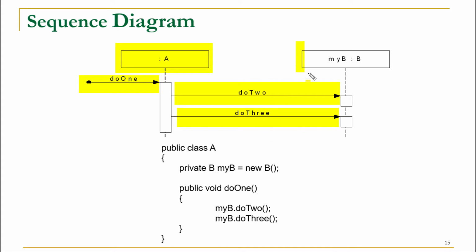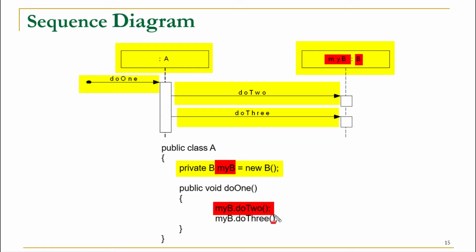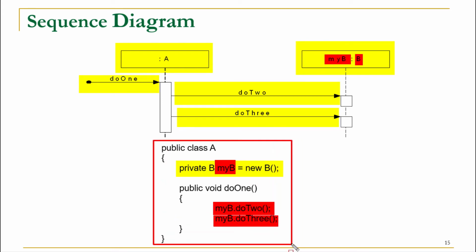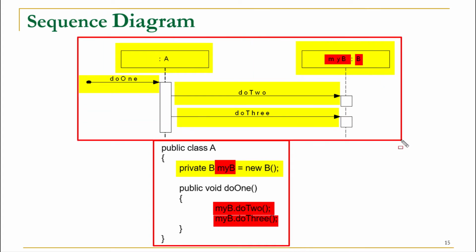The object on which I am calling these two methods is the object of class B, and the name of the reference variable or the instance is myB. To see that in our code, first I'm creating the object of class B so that I can call these two methods. I'm naming it myB, and from within the method I'm calling myB.do2, and then I'm calling myB.do3. So in short, this class or code represents this sequence diagram.